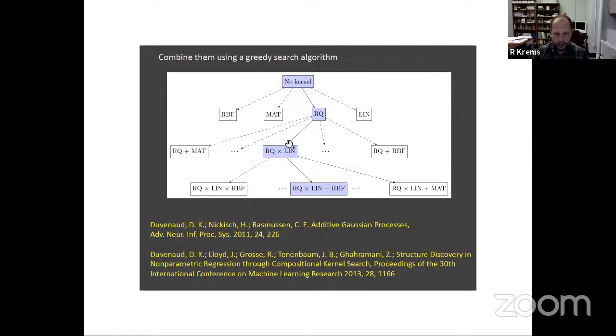Or whatever, like 6 or 8. And then I'm going to train 8 new models, and I'm going to calculate the BIC for each one of them. And then I'm going to select the kernel with the highest value of the BIC as my new base kernel. And then I'm going to take this process and iterate it.